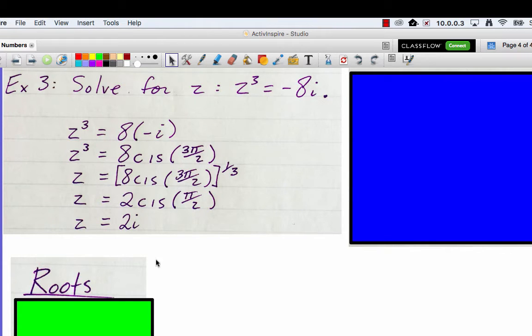Pause the video for a moment, plug this in for z, and verify that it does equal negative 8i after simplifying.